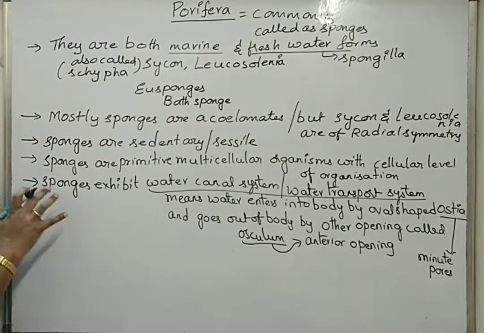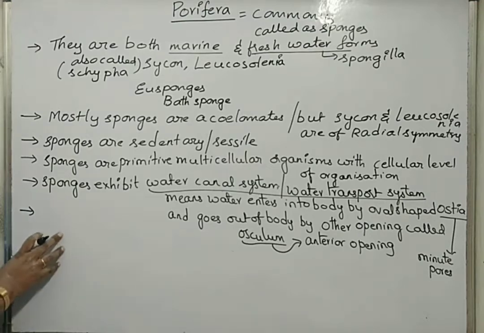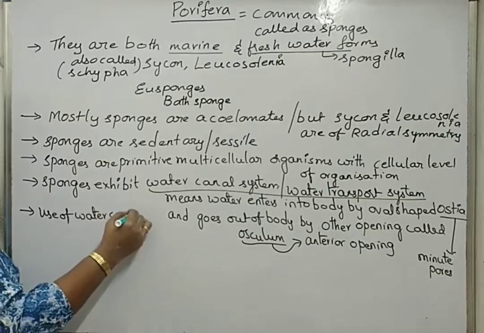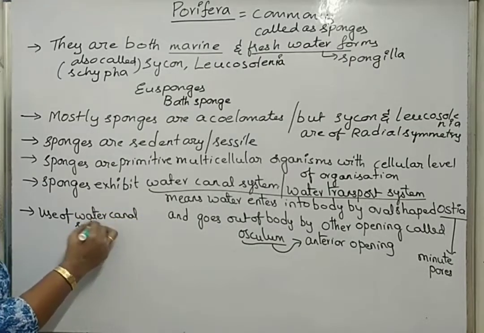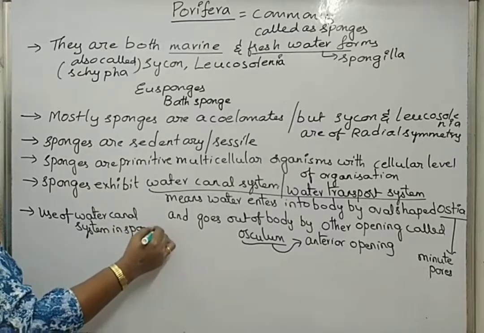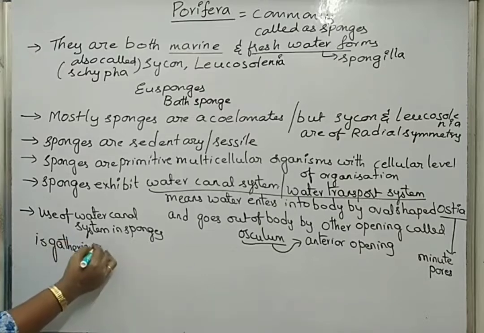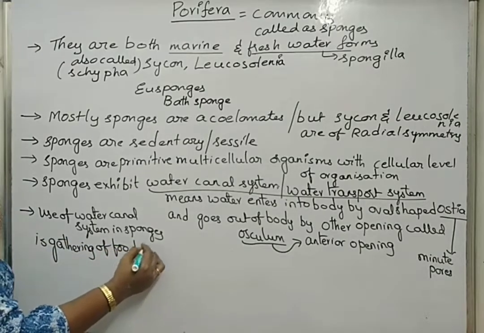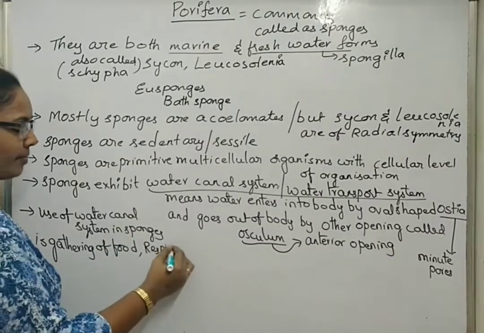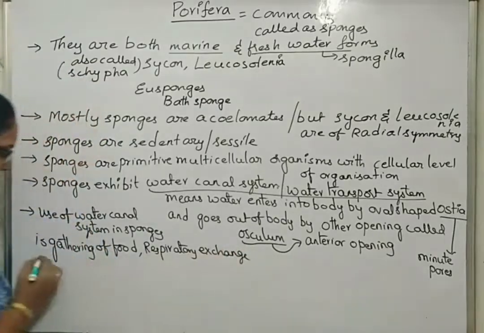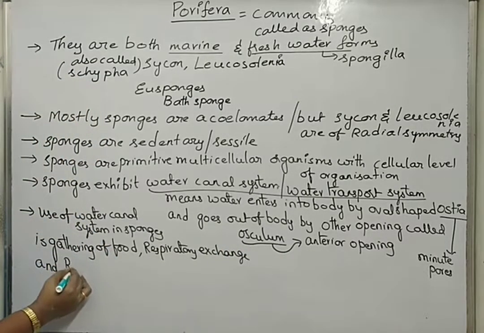Next one, what is use of this water canal system? It helps in gathering of food, respiratory exchanges, and removal of waste water. So, use of water canal system in sponges is gathering of food, respiratory exchanges, and removal of waste from the body.